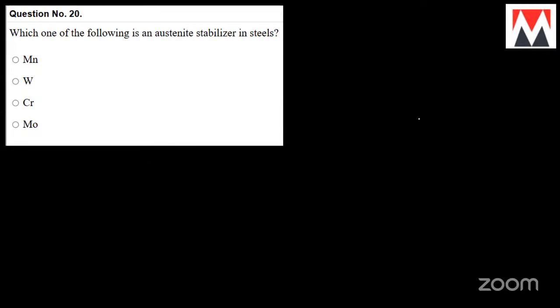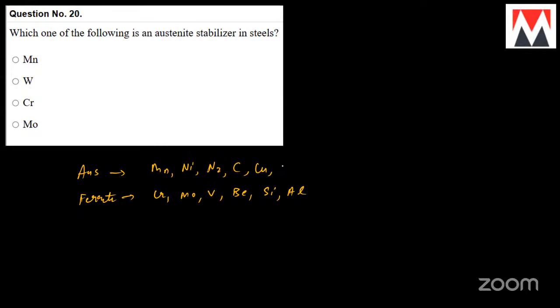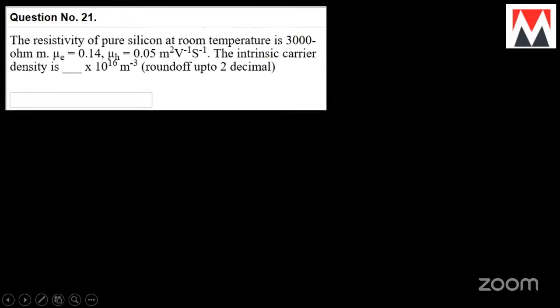So remember, you have austenitic stabilizers. What are austenitic stabilizers and ferritic stabilizers? So you have chromium, molybdenum, vanadium, beryllium, silicon, aluminum. These all are ferritic stabilizers. Manganese, nickel, nitrogen, carbon, copper, zinc. These all are austenitic stabilizers. So you have manganese here. So it is A. Right. Many of them have done it correct.